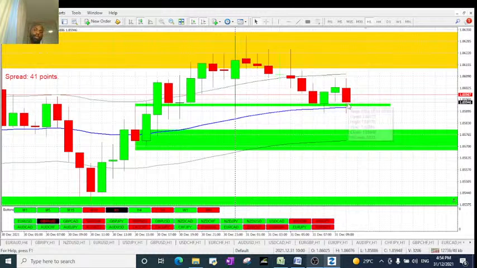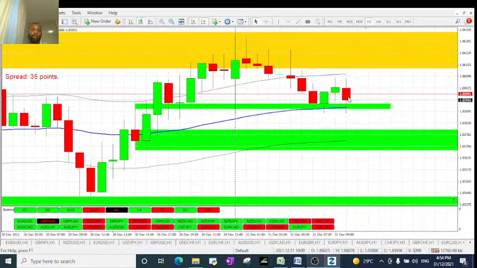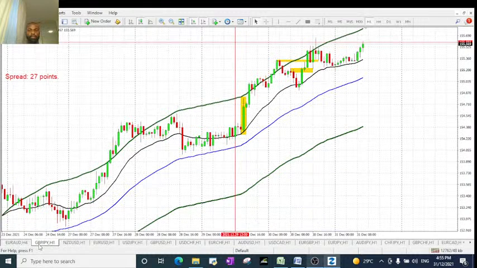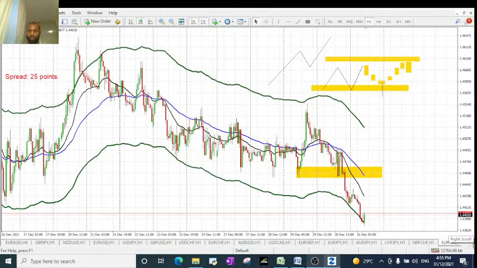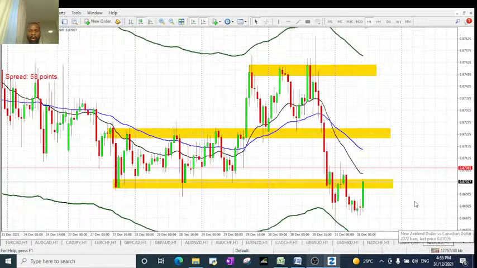But if we can't close below this line here, then that will put me off taking this trade a little bit. So let's see what happens. What's happening with Australian? Australian dollar.